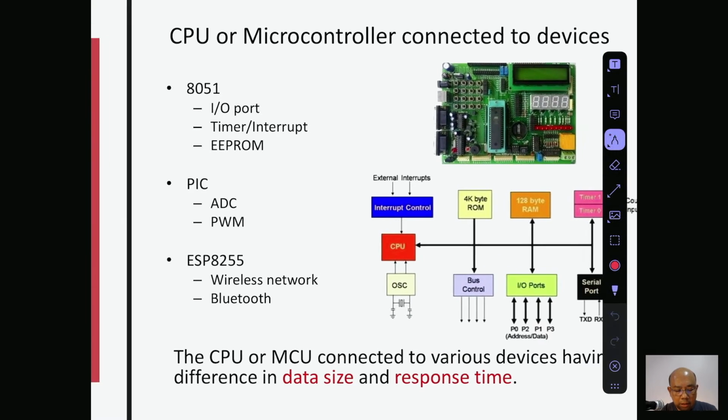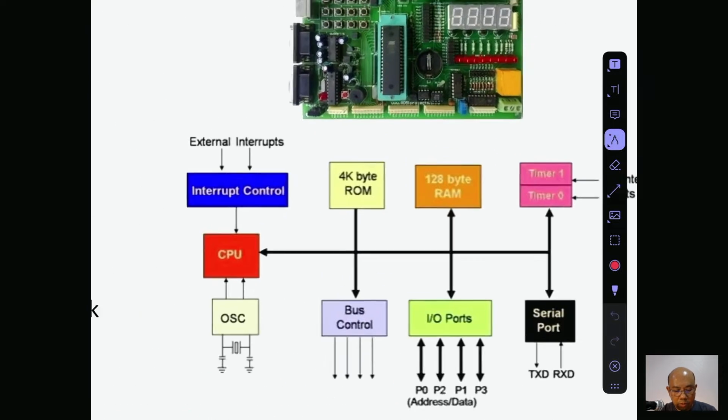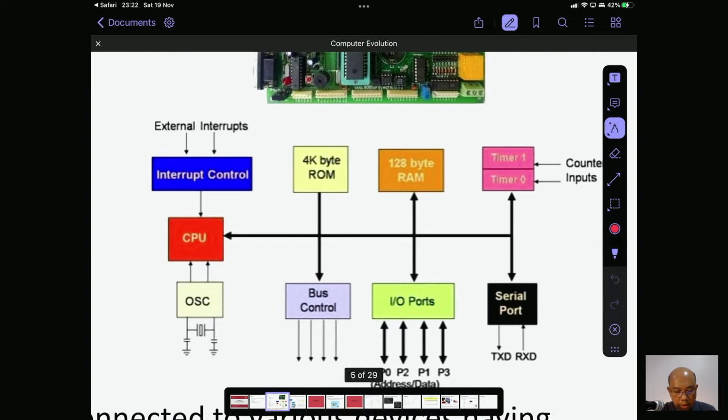So why do I talk about the devices in the microcontroller? Because the CPU connects to a lot of devices in a system. In this example, the microcontroller has, can you count here? One, two, sorry, one, two, three, four, five, six devices. These are six devices connected to the microcontroller.